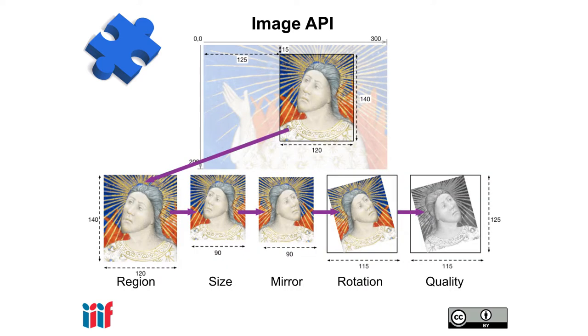And one other thing before a demo is that one of the important aspects of that syntax is that these transformations, if you will, are applied in order, right? So as you saw in the URL syntax, it's region, size, rotation, quality, format. You take the region of an image, resize it, mirror it if that's part of the request, rotate, and then adjust the quality, and of course, ultimately, serialize that in a format. The reason this is important, of course, is that if you resized first and then took the region, for example, you'd wind up with a very different set of pixels.